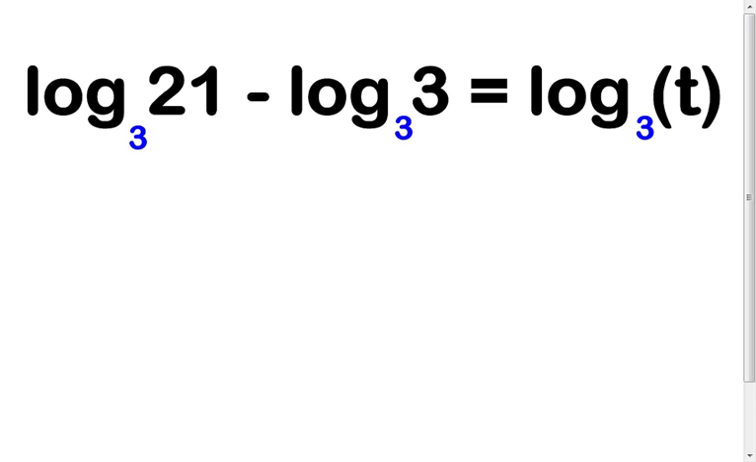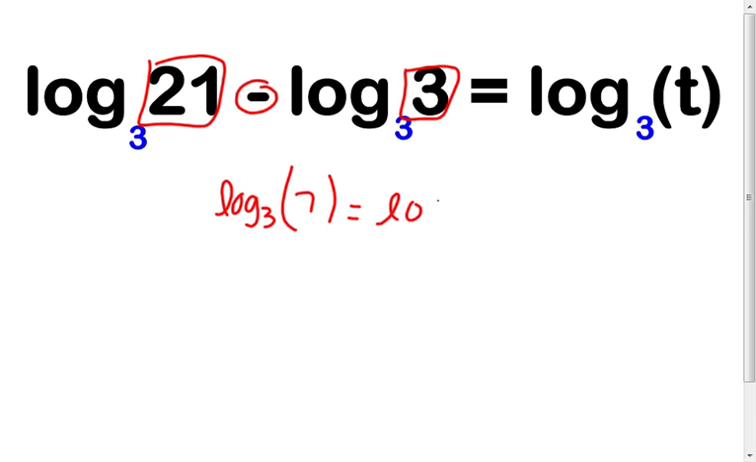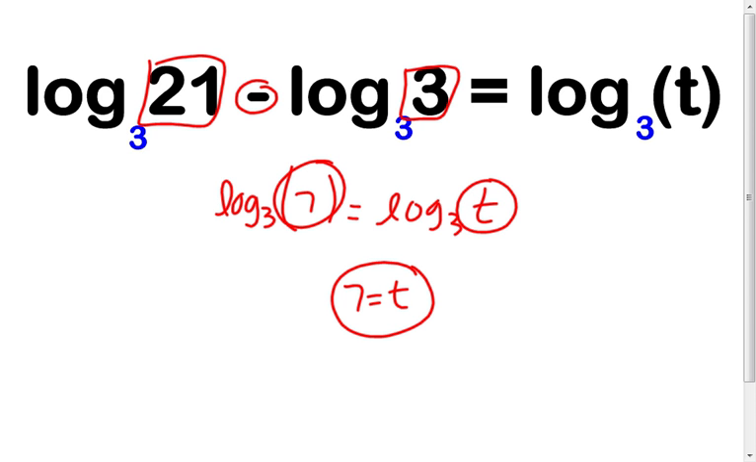And then this one, I am subtracting, and so I can make that into one log where I divide. So I would divide 21 by 3, and of course I would get 7 there. And then I would have log base 3 of t. Again, the only way that these are going to be equal is if the quantities I'm taking the logs of are equal. So 7 has to equal t, which it does, but again, I want you to plug it back in and make sure that neither your base nor what you're taking the log of can be negative.